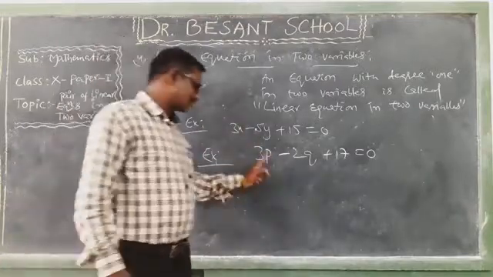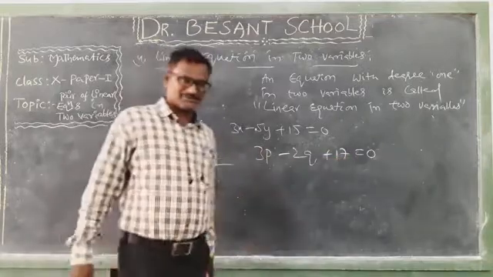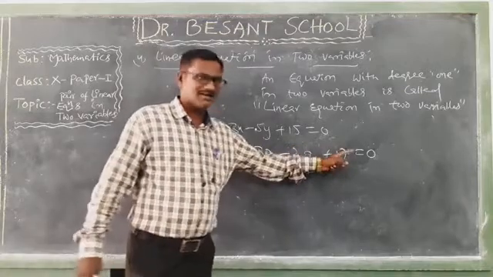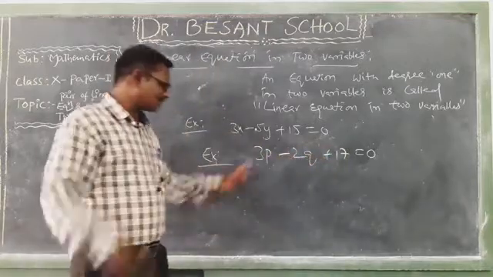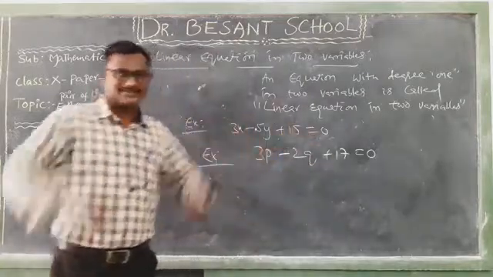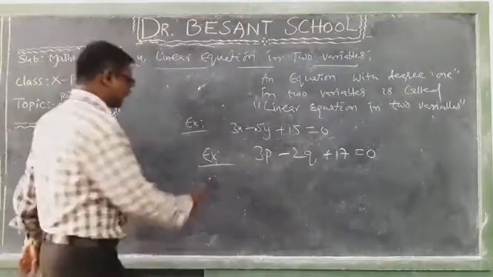Okay, children. 3p minus 2q plus 17 equals 0. First variable p, second variable q. The degree of the first term is 1, the second term is 1, the constant is 0. Among all these degrees, the highest degree is 1. So the degree of this equation is 1. It has 2 variables p and q, so it is also known as a linear equation in 2 variables. Are you following?